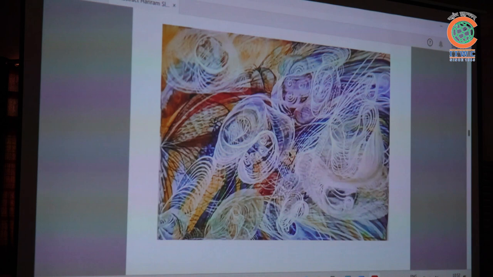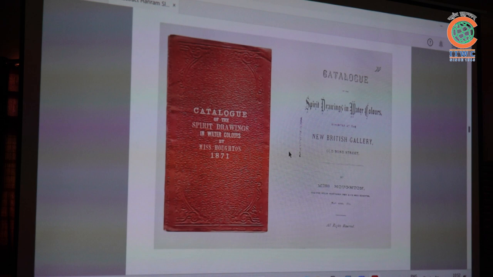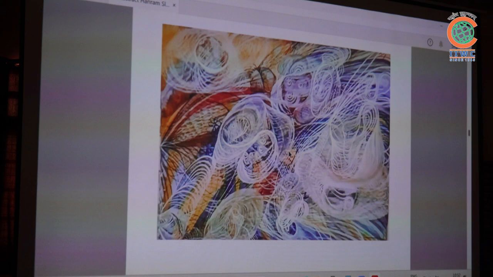Had not started. So there was no question of abstraction. It just says some soul or something. She has put it as spirit. I have not got the title for some of them, so for the purpose of discussion, I thought it's not necessary to go into too many details. So the British Gallery, it says, and she says spirit drawings in watercolor. So this must be watercolor, but that way she has done, you can see that.